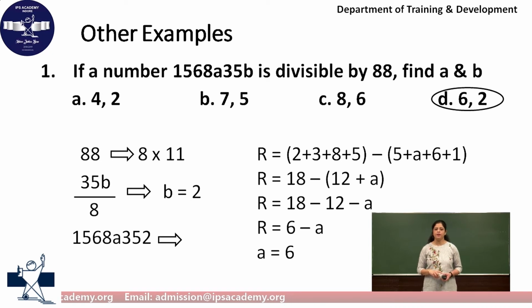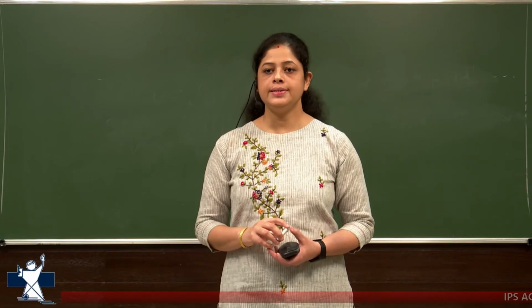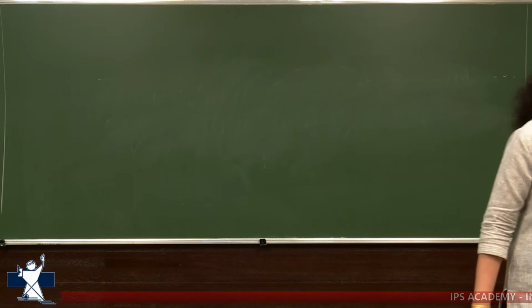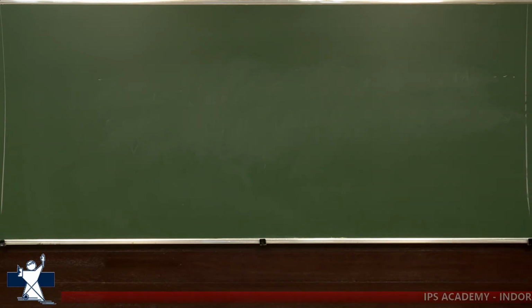So our number is 1568635. So this is how you find the numbers or variables in the numbers, or we can use the divisibility rule to find the numbers. Now we will see a few shortcut techniques to calculate multiplication factors. I'll just share my another screen with you.